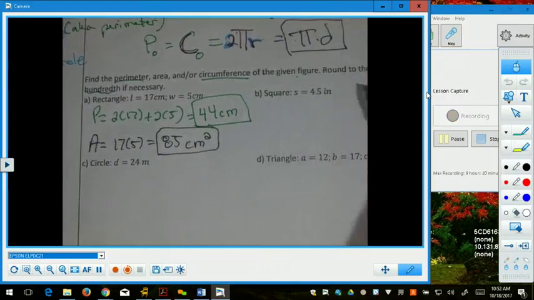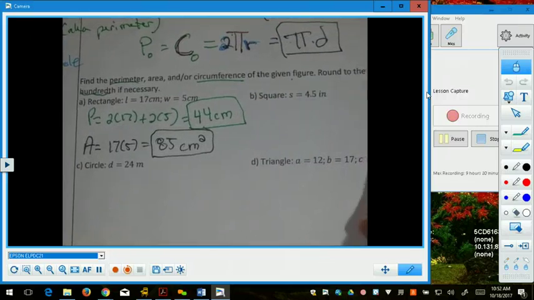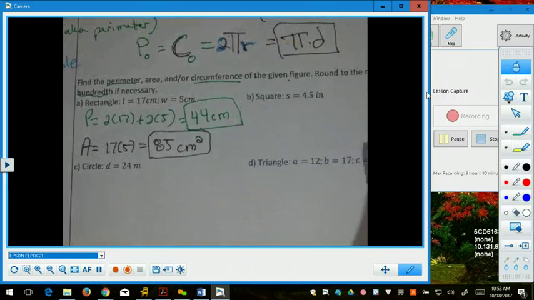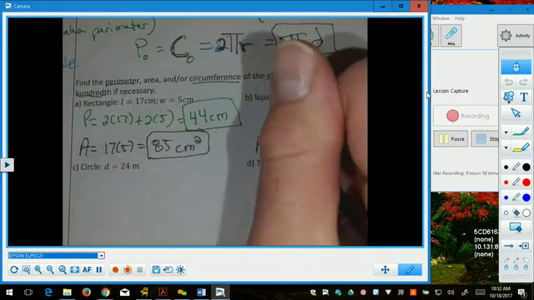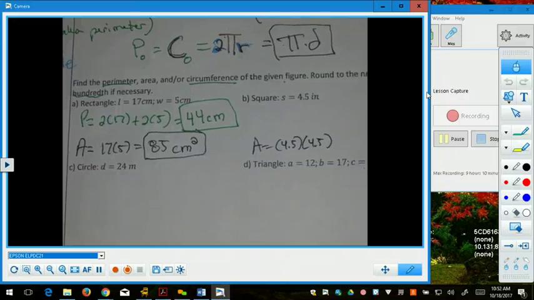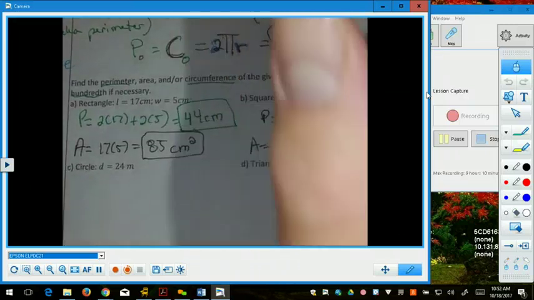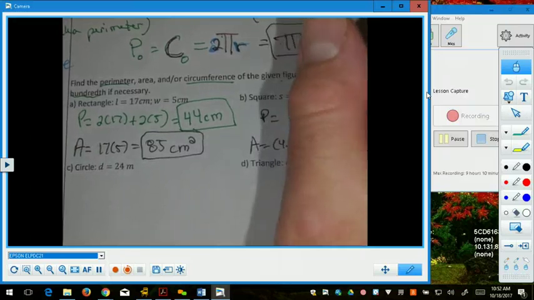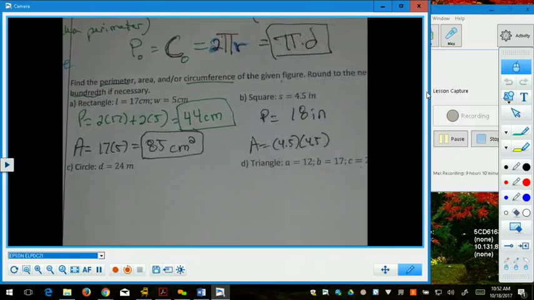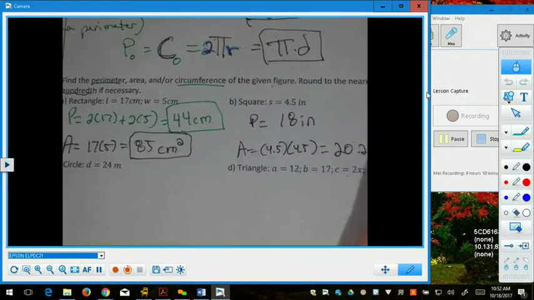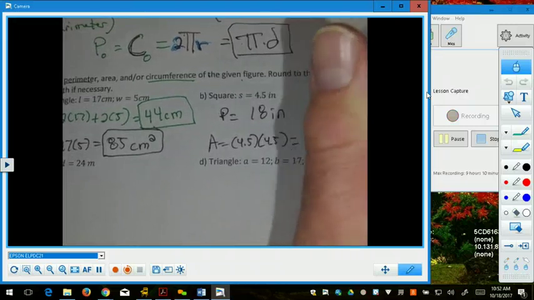Letter B is a square. I treat it the same way I do with A. When I'm doing area, length times width, but you could just say 4.5 squared because in fact that is what it is, 4.5 by 4.5. Perimeter, you could just do 4 times 4.5. So the perimeter is 18 inches. The area is 20.25 square inches.